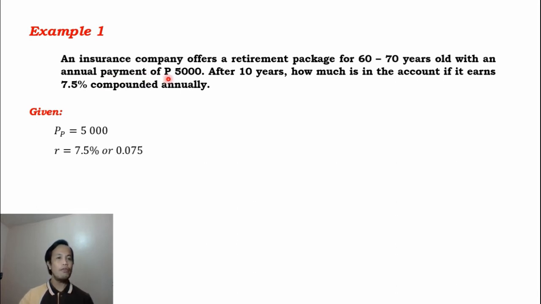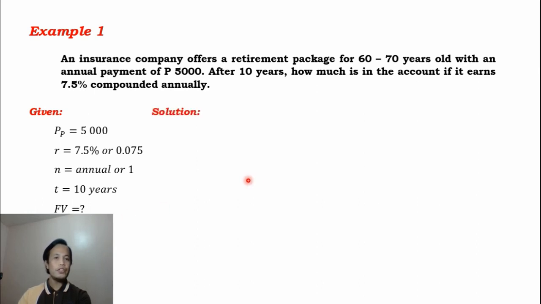Then next is, of course, the rate, which is 7.5%, or in decimal that is 0.075. Then we have our number of compounding periods, which is 1, because it is compounded annually, meaning once a year. So our n is 1. Then our time is 10 years, and we have to solve for the future value.